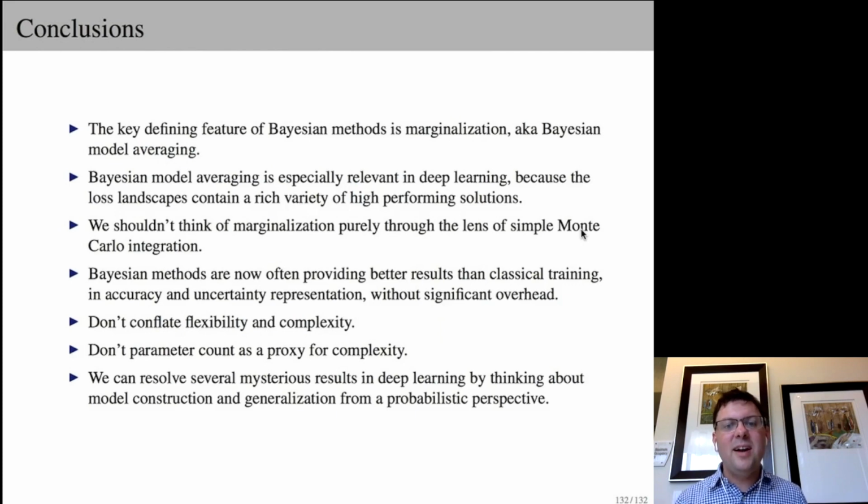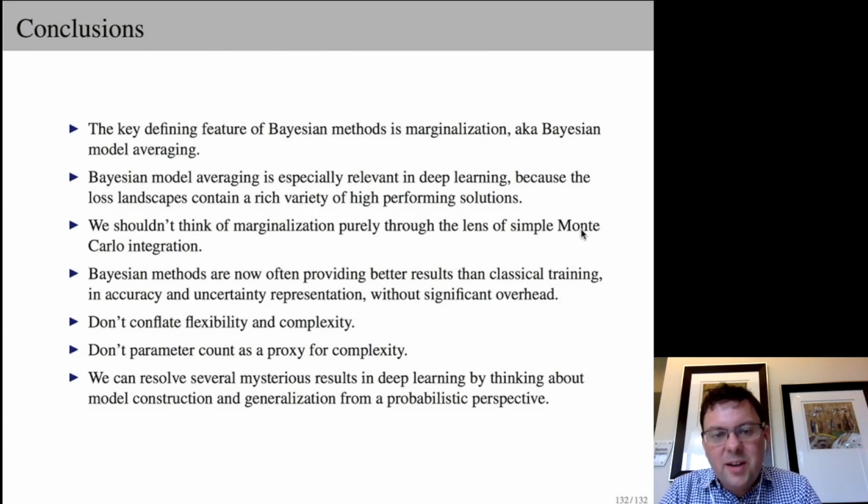And really, in trying to do this marginalization as best as we can, we shouldn't think of the integration purely through the lens of simple Monte Carlo integration. We should probably think of it more as an active learning problem. And by doing that, we can gain insights into methods like deep ensembles and also propose other kinds of Bayesian methods that provide even better marginalization, like MultiSWAG.